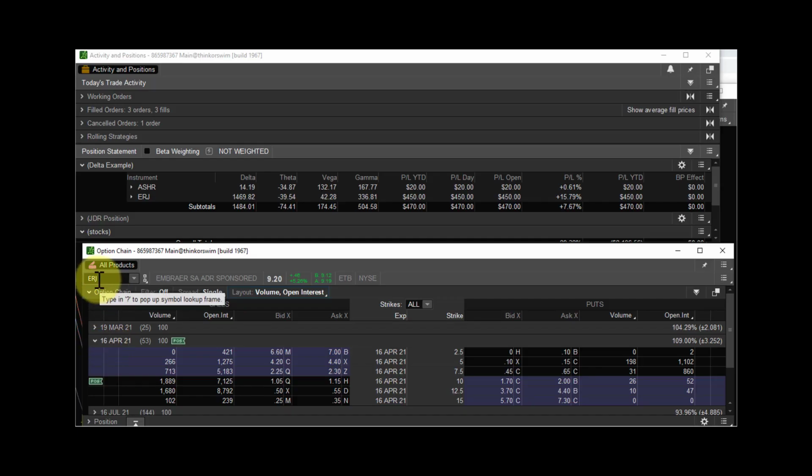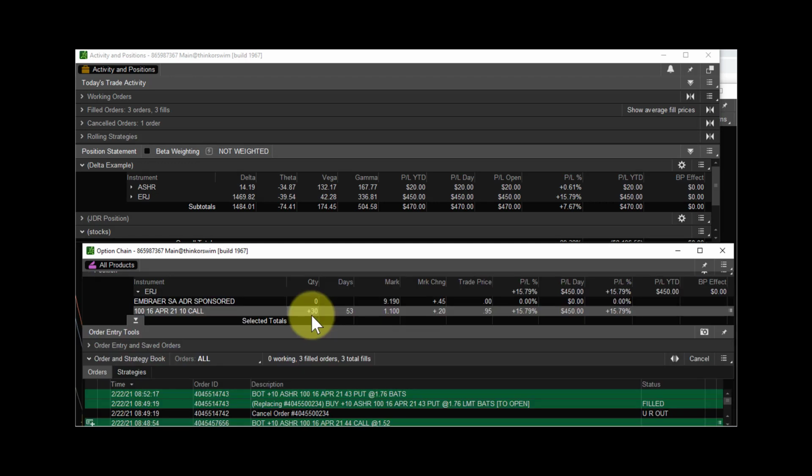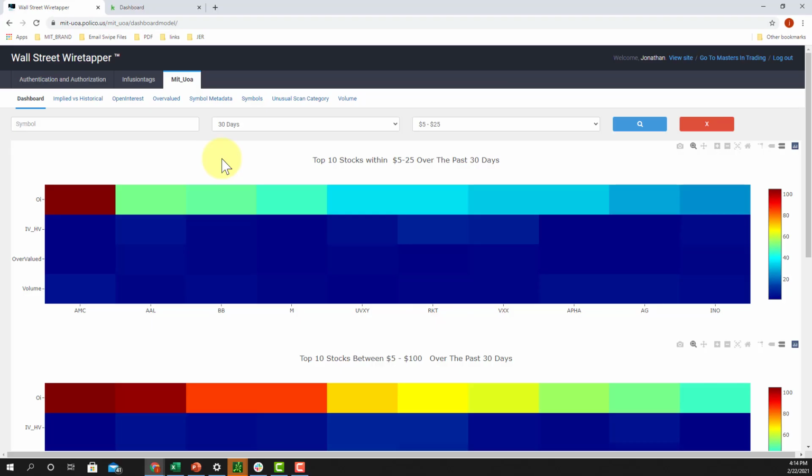And then I did the trade as well. ERJ, 10 strike calls, $1.05 bid at $1.15. A position, long 30, trade price 95, mark $1.10, up $450. This was just done today, but let me show you how I found this trade because we found this using the Wall Street Wiretapper.